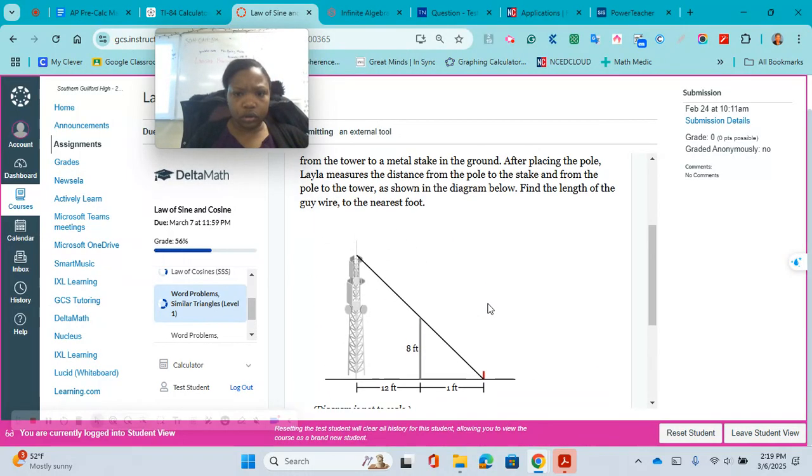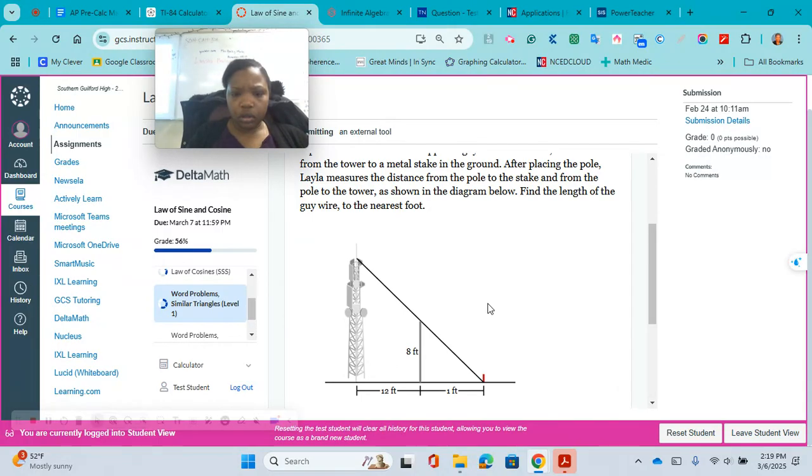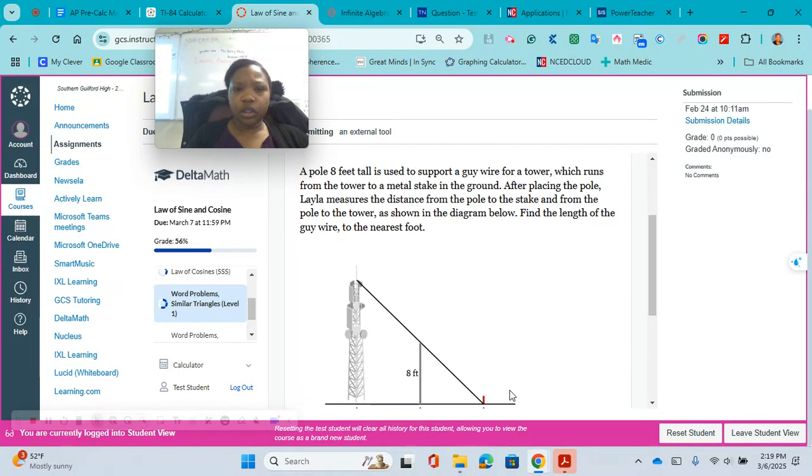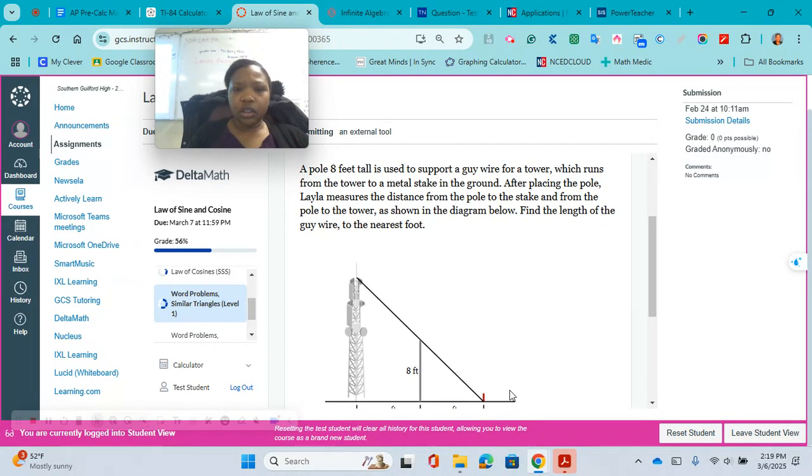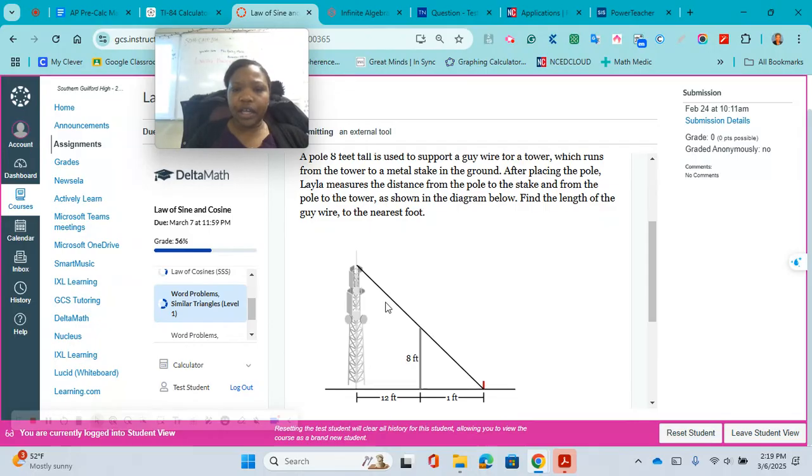8 times 14. Wait, there's 12. It's 12, not 13. Yeah, but it's the entire length I'm doing. That's the triangle. Right, that's true. Okay, let me draw this out. So the big triangle would have a length of 13, right? And then what are we trying to find? The length of the guide wire, so that would be the hypotenuse, which is x.